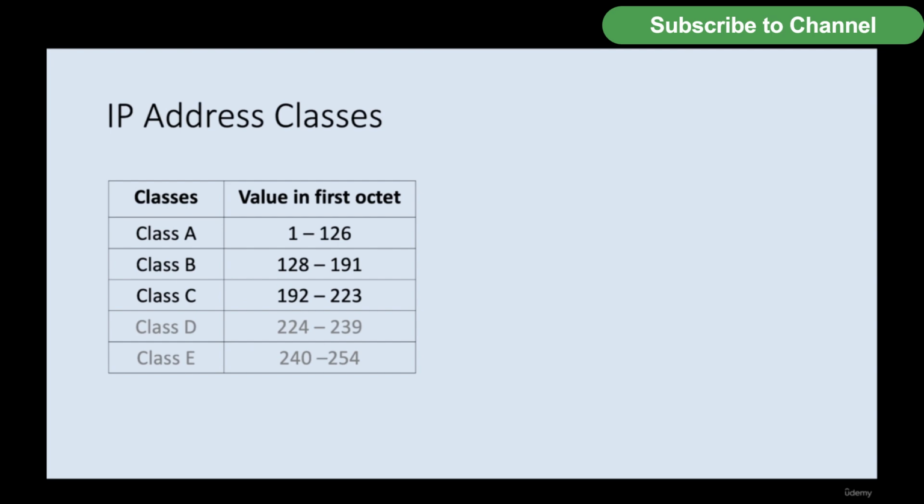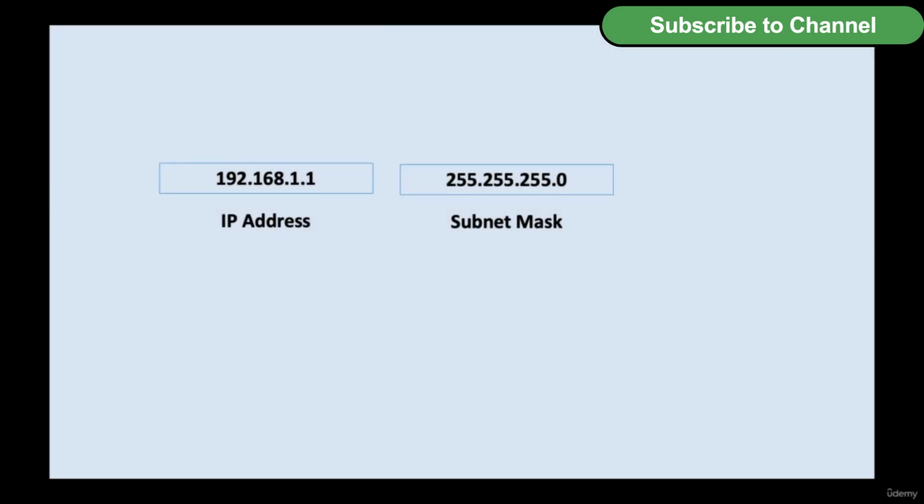If the first octet is within the range of 240 to 254, the IP address belongs to Class E. In this course, we will work on Class A, B and C addresses. Class D addresses are used for multicasting, which is not a topic of this course, and Class E addresses are reserved for research purposes.